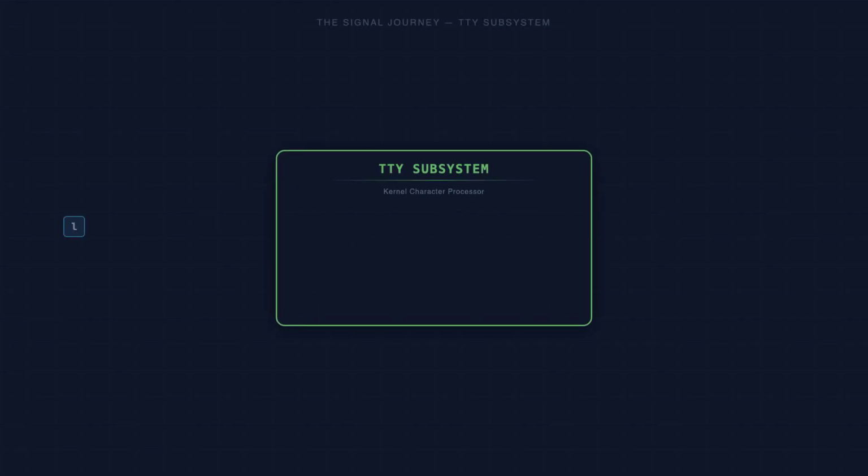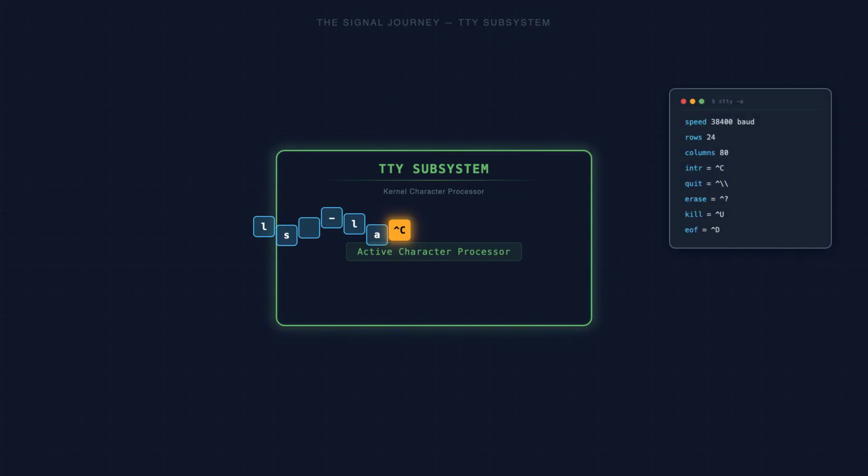The character arrives at the kernel's TTY subsystem, the terminal driver. And this is where things get interesting. The TTY layer is not just a simple pipe that forwards characters to programs. It's an active processor. It watches every character that flows through it, looking for special sequences. When it sees Ctrl+C, it checks its configuration. You can actually see this configuration yourself by running stty -a in your terminal. There's a setting called intr, short for interrupt, and by default, it's set to Ctrl+C.